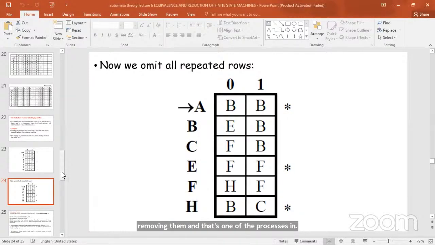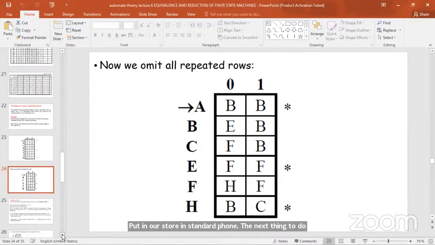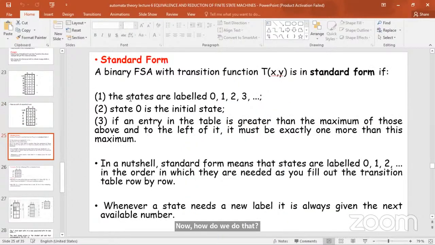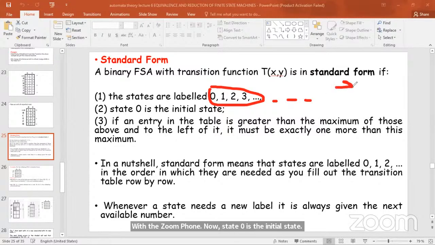The next thing to do is now putting it in standard form properly. Now, how do we do that? Please pay very close attention at this point. So a binary FSC with a transition function, I'm sure you should remember transition function, that you're at a state, right? When you receive an input symbol, you transit to another state. So it's in standard form if the states are labeled from 0 and so forth, from 0 going on. State 0 is the initial state. So you must identify which is the initial state.